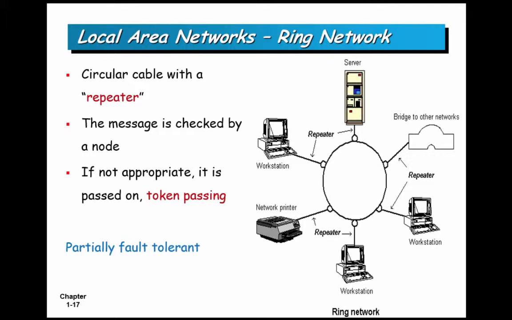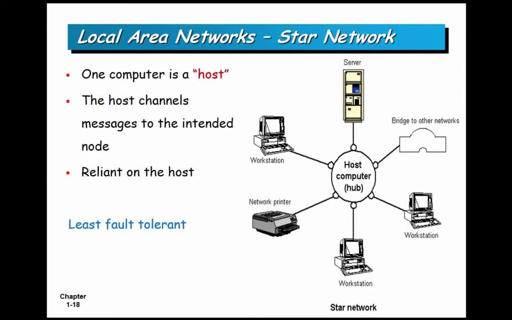What you would do to resolve that is you would have more than one ring. And so you create fault tolerance by having multiple rings, keeping everyone connected. In case one ring dies, you have a second ring. That's a ring network. The third network is a star network.